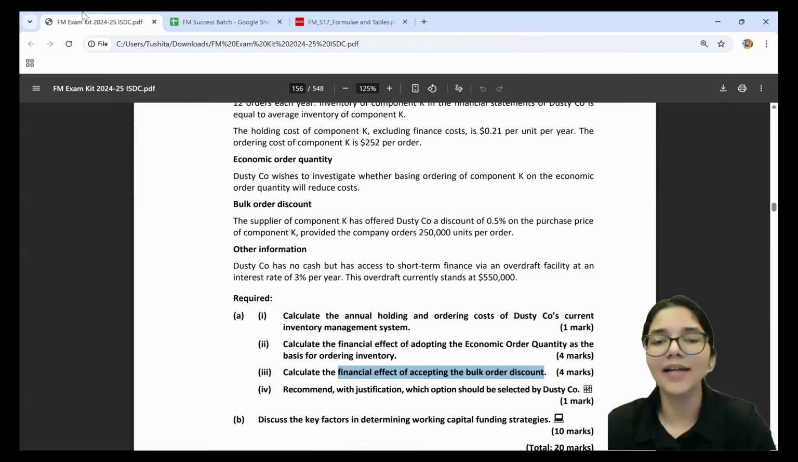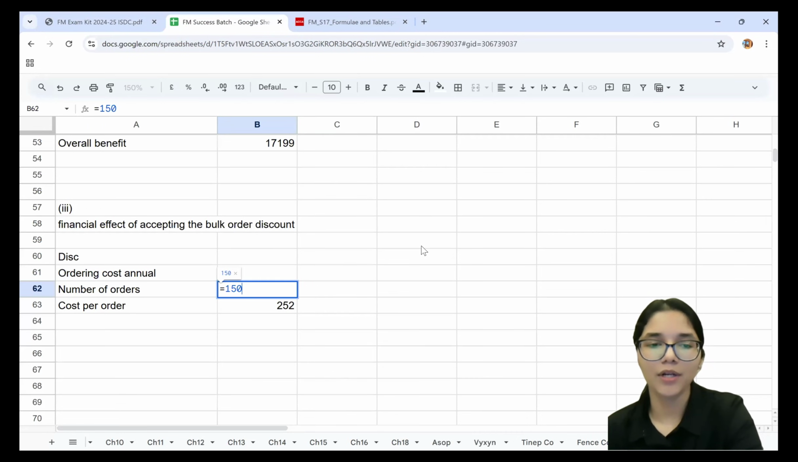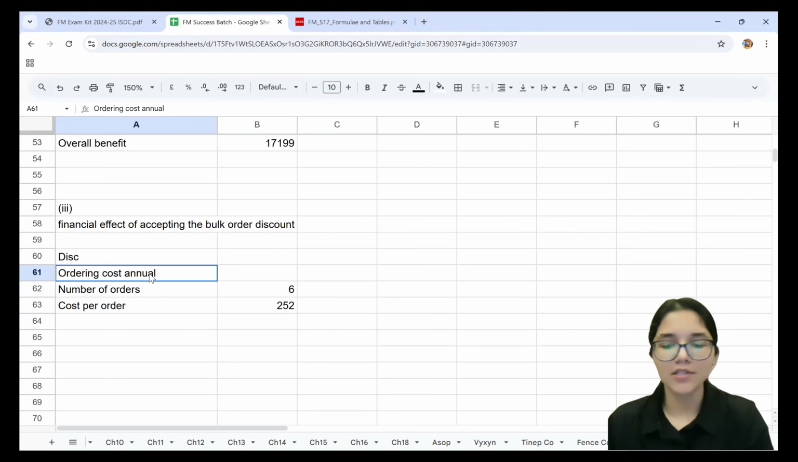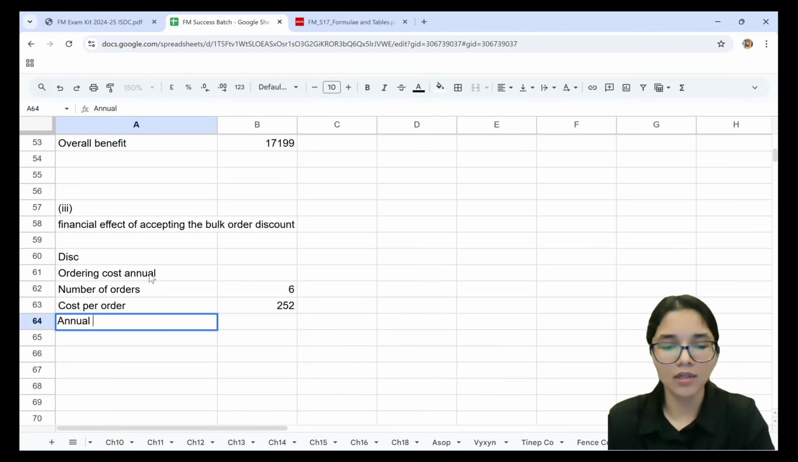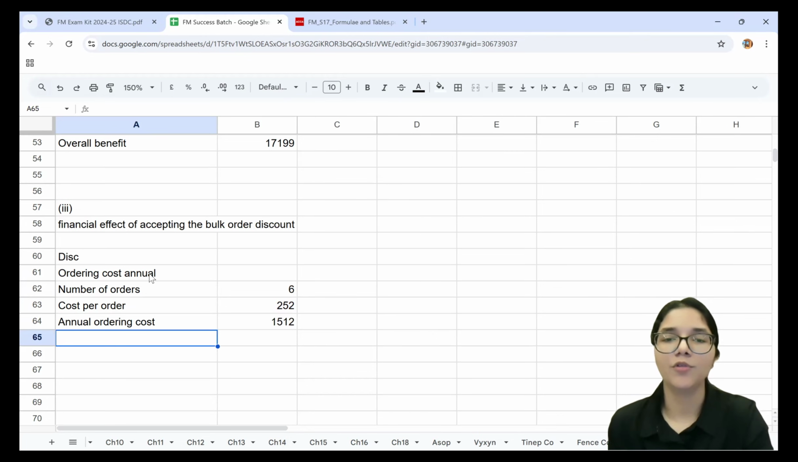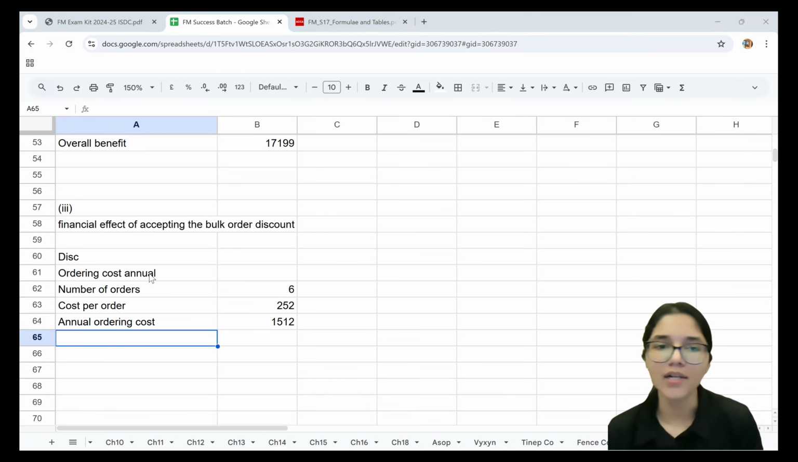Now guys, if the supplier is giving me a discount of 250,000 units if I order in one go, how many orders will I have to place? Yes, absolutely right. Take the total demand that you have, that is 1.5 million, and divide that by 250,000 units. So that gives you 6 orders which you will have to place in the whole year. So that means your annual ordering cost will be 6 times $252, which is $1,512. This is how much your ordering cost will look like.